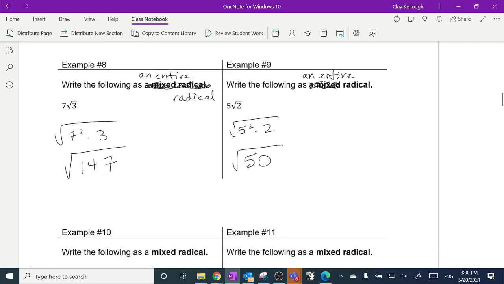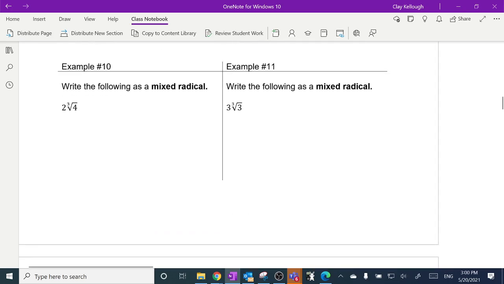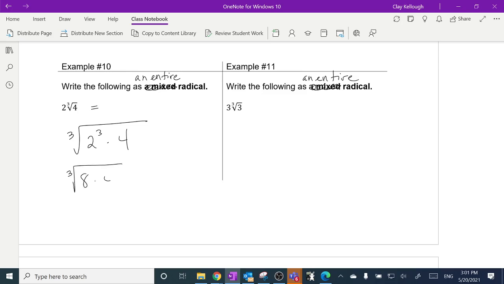All right. Now let's try it with cube roots. And again, this is supposed to be an entire radical. So sorry, somebody typed that wrong. Wasn't me. All right, now this 2 has to join the 4 as the perfect cube that it was before it came out of the bracket. Well, 2 cubed is 8. So this is like saying the cube root of 8 times 4, which is the cube root of 32.